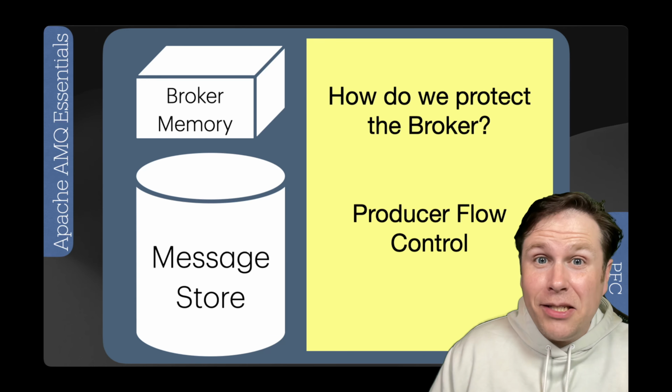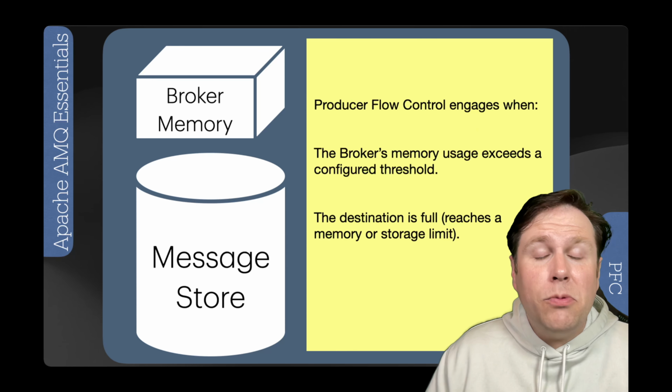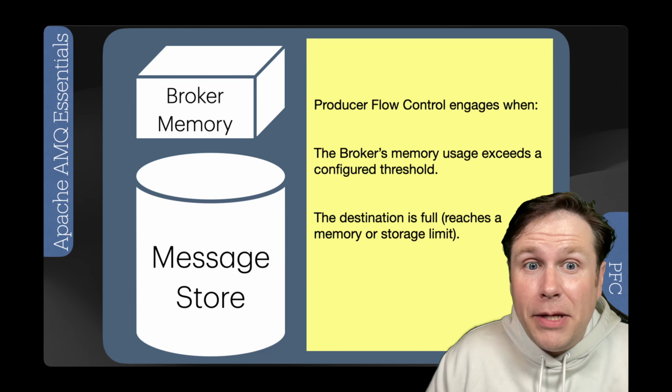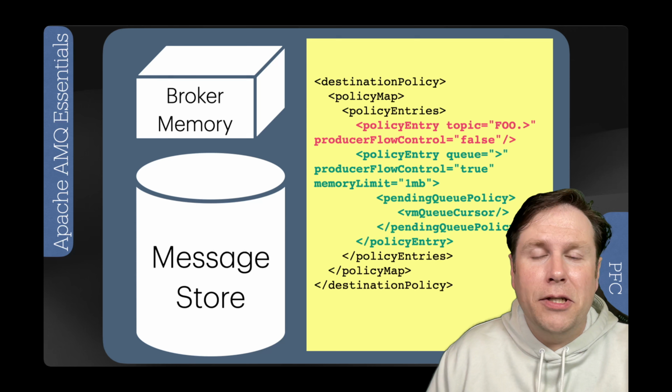So how do we protect the broker? We use producer flow control. The whole idea is that this will engage whenever the broker's memory exceeds a particular limit, or we start running out of disk space for our storage unit.